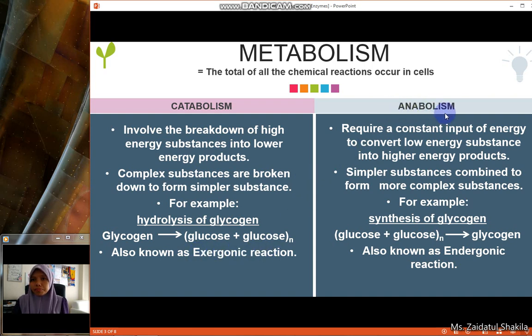While anabolism requires a constant input of energy to convert low energy substances into high energy products. For example, simpler substances combine together to form more complex substances. I'll give an example, which is synthesis of glycogen. Synthesis, in other words, means to build up. So to build up the glycogen from the monomer. What is the monomer? The glucose. So glucose plus glucose forming glycogen. Anabolism is also known as endergonic reaction.